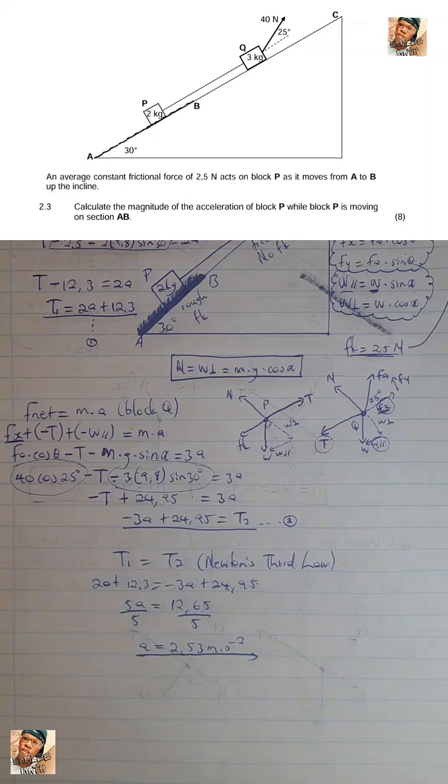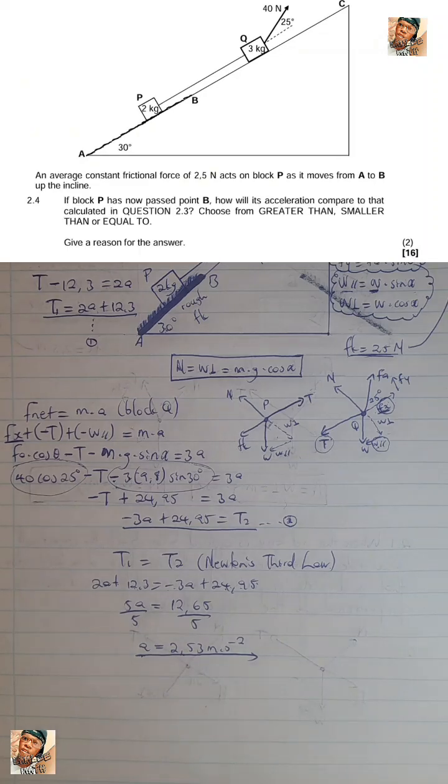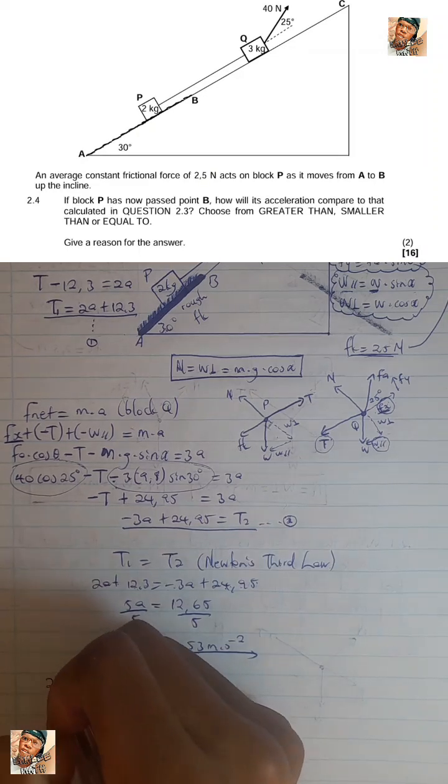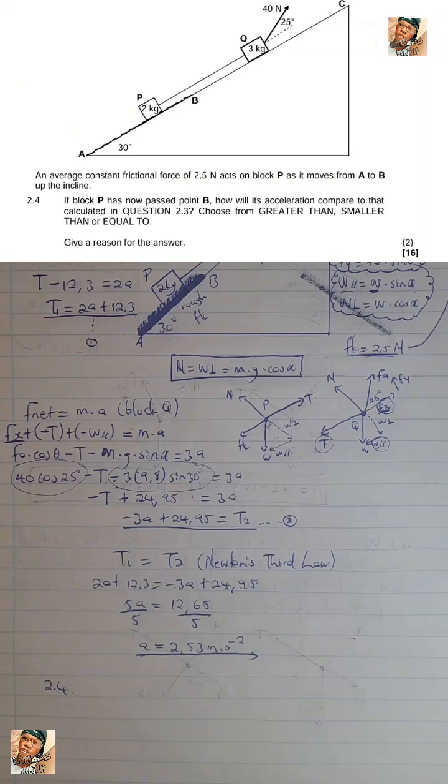Right, so I hope you've enjoyed how I've explained this, and you have also noticed how we tackle this type of question, how we approach it, and how we do the calculations. Right, so let us go to the last question for the video, which is 2.4. So 2.4 says, if block P has now passed point B, how will its acceleration compare to that calculated in 2.3? Choose from greater than, smaller than, or equal to, and give a reason for your answer.